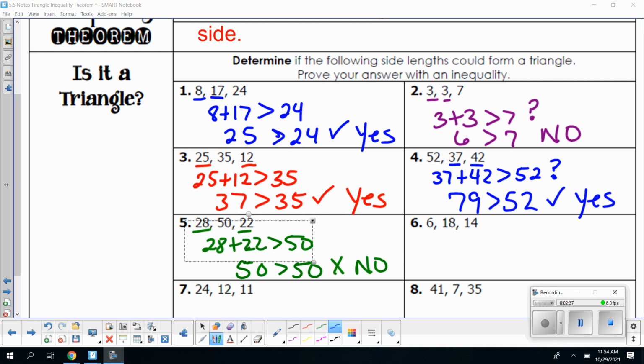Okay, let's check your answers. For number 2, our two smaller sides, 3 plus 3 equals 6. 6 is not greater than 7, so no, those side lengths cannot represent the sides of a triangle. For number 4, our two smaller numbers, 37 plus 42, equals 79. 79 is greater than 52, so yes, they can represent the sides of a triangle. I want you to try number 6 and put your answer in on eDoctrina or Edpuzzle.